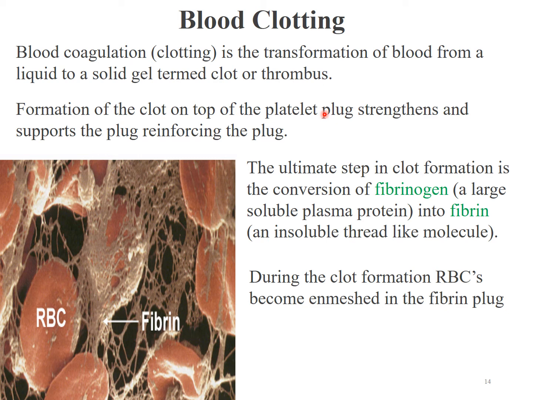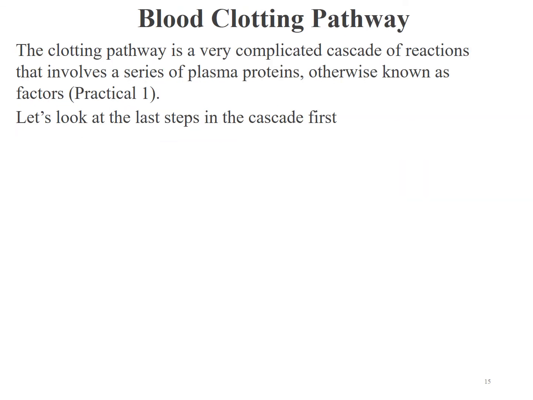And this process is incredibly complicated. But ultimately, it involves the conversion of the soluble fibrinogen, which is a plasma protein, into the insoluble fibrin. And that fibrin structure could entrap the red blood cells by the mesh of fibrin fibers, as you can see in this picture. Okay, now let's look at the blood clotting pathway. We can say that blood clotting is a series of complicated cascade of reactions that involves a series of plasma proteins or blood clotting factors. In fact, there are 12 blood clotting factors altogether.